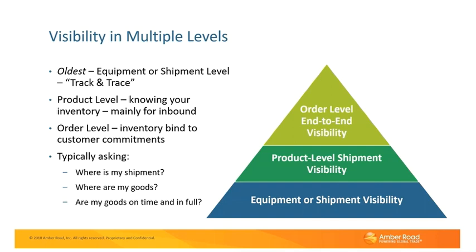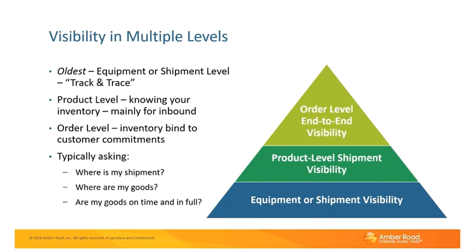Now, the second level, which I think a lot of companies now go into as well, is product level visibility. So basically, you know that inside those shipments, inside those equipments, there is a certain product. This is very good for optimization, typically in the internal flows between your subsidiary in one country and another. Then you know what inventory you have in the pipe, and you can count on that.